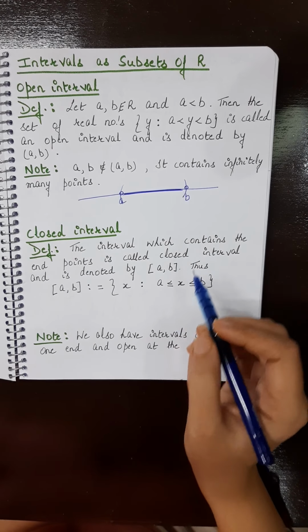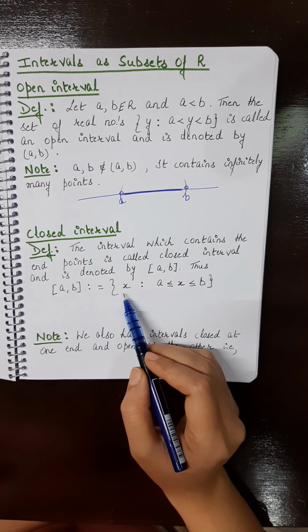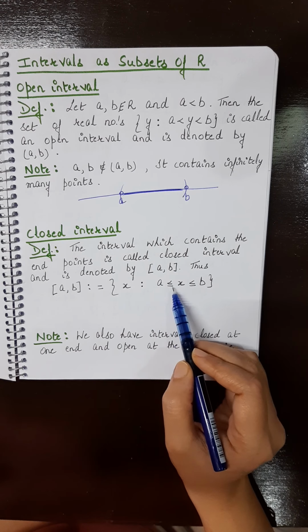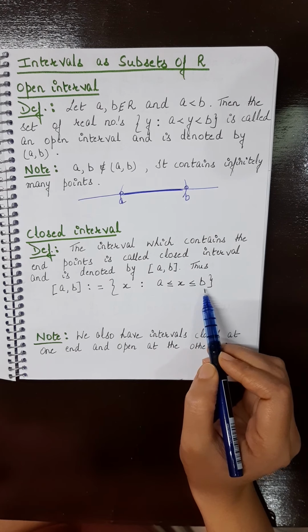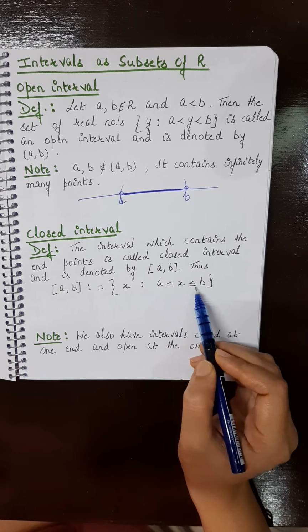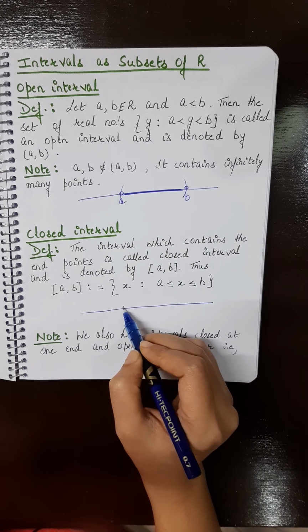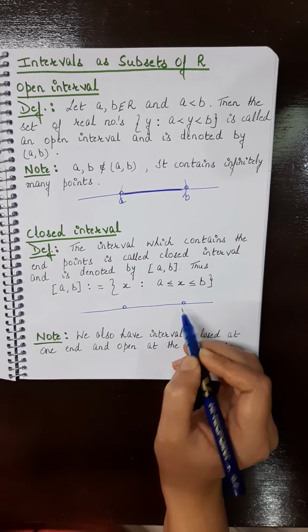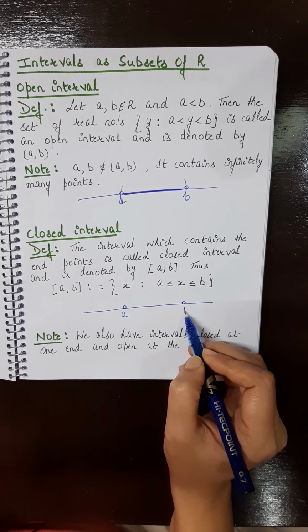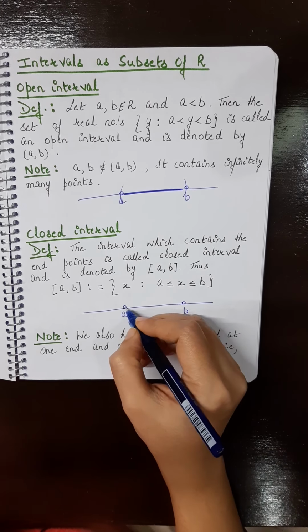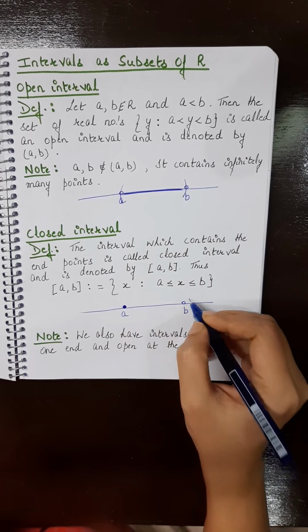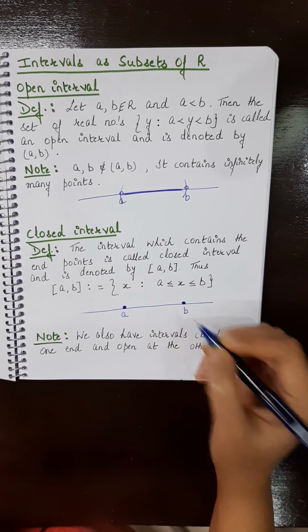So now the definition would become that this is equal to all those x such that A is less than or equal to x, x is less than or equal to B. तो यहाँ पे equal to sign भी आ गया. अब अगर मुझे इसको plot करना है, so I will take any two real numbers A and B such that A is less than B, and since I am plotting the closed interval, so I will mark this like this.